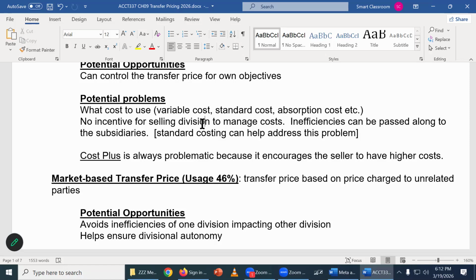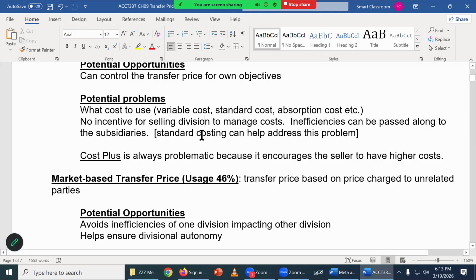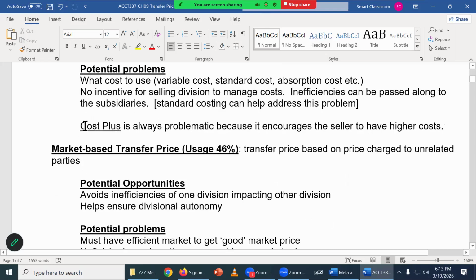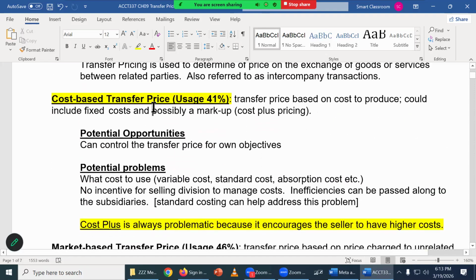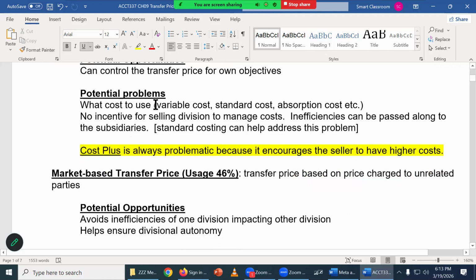Military contracts used to be like that. I don't know, maybe they still are, but they used to be cost plus. So if an airplane program goes from a $3 billion program to a $5 billion program, you're just going to make more money. So cost plus has a problem built in: it doesn't control costs. In fact, it encourages higher costs. But 41% of the companies surveyed use it.